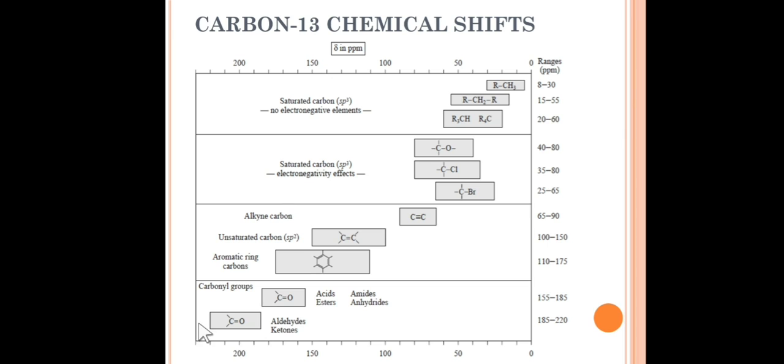And the most deshielded are the carbonyl carbons. You know that there are different carbonyl groups: amides, anhydrides, acids, esters, aldehydes, ketones, etc. They come between 150 to 220 ppm. So this is the general correlation chart for the chemical shift of the C13 nuclei.